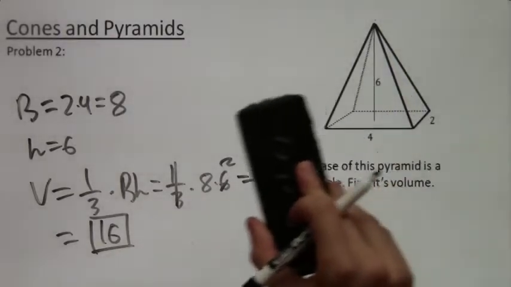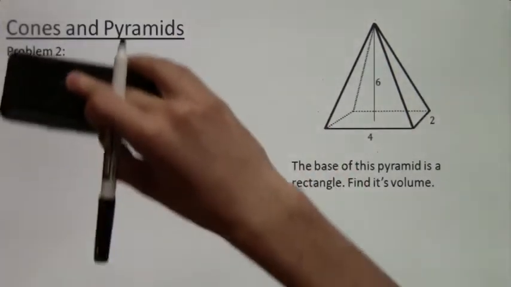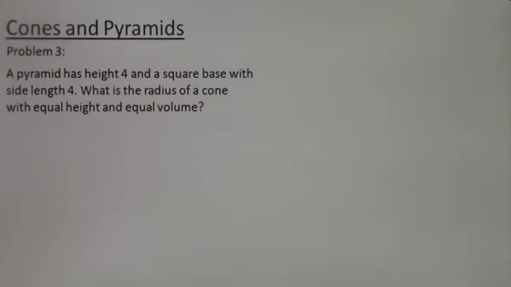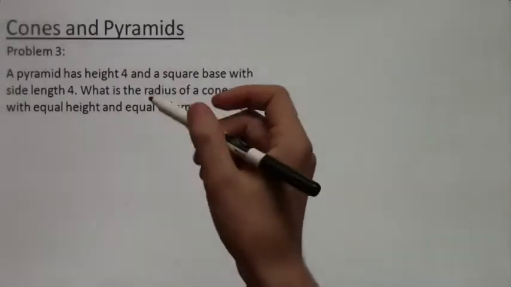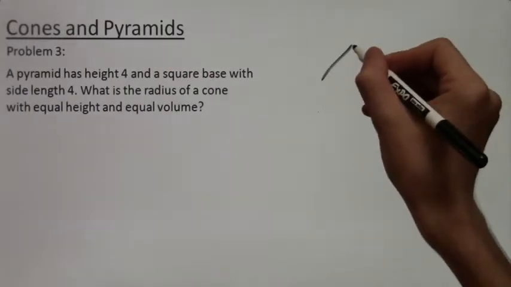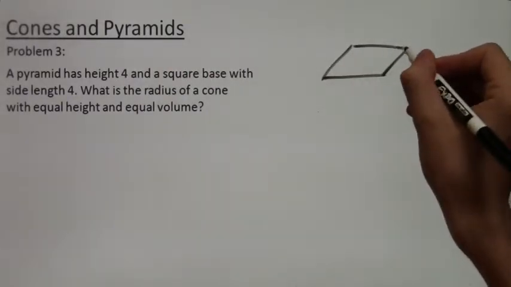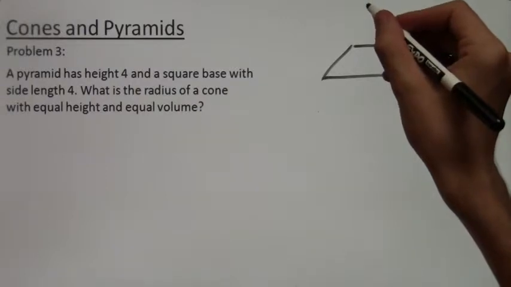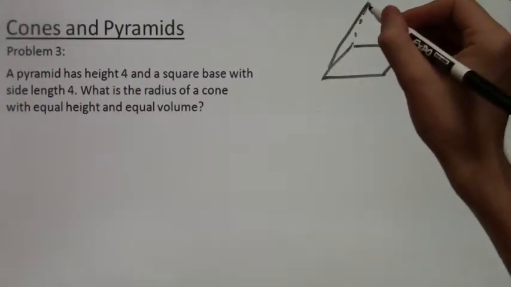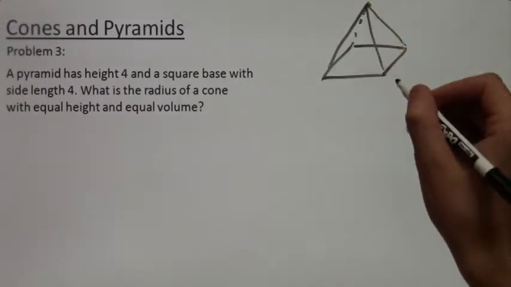All right, we're ready for a last problem. A pyramid has a height 4 and a square base with side length 4. What is the radius of a cone with equal height and equal volume? So first, let's figure out this pyramid. I drew the square base, and then that point on top, and now I'm connecting these lines. So this is what our pyramid looks like.